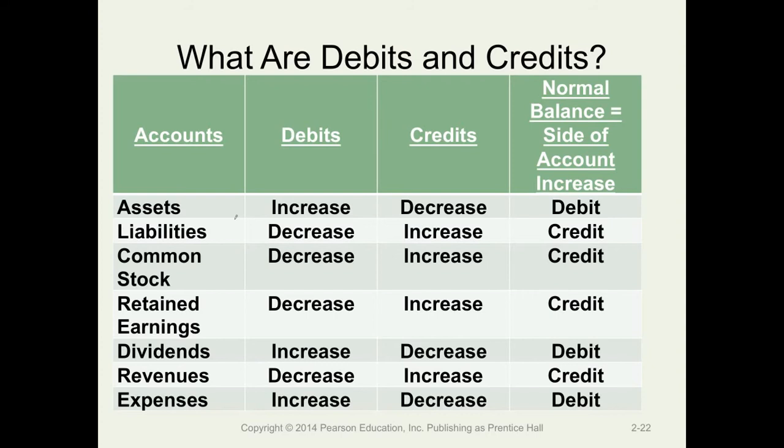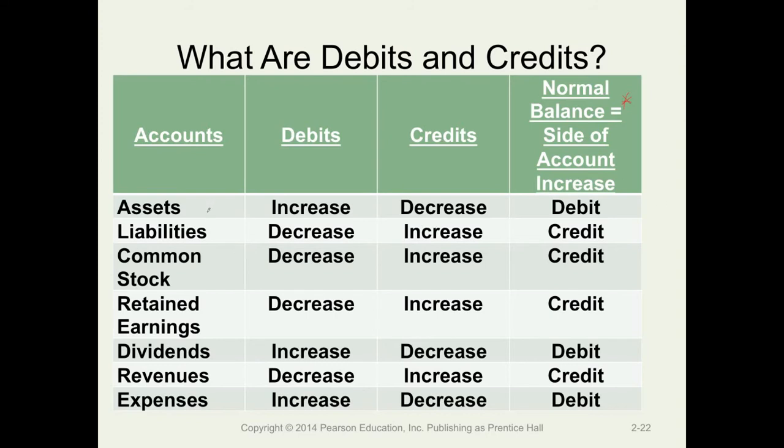So the following rules of debit and credit are critical. They have to be memorized. So we have the accounts, we have their debit and credit rules, and we have the normal balance. The normal balance is the side of increase, and typically that normal balance holds up. On occasion, you might find something different. You might have an opposite balance, but typically debits and credits and their side of increase is, of course, the normal balance. So let's go through this.